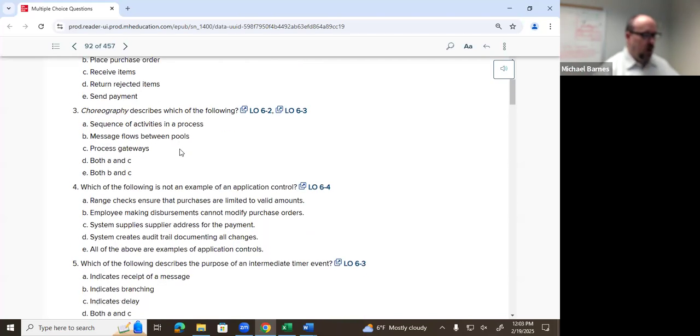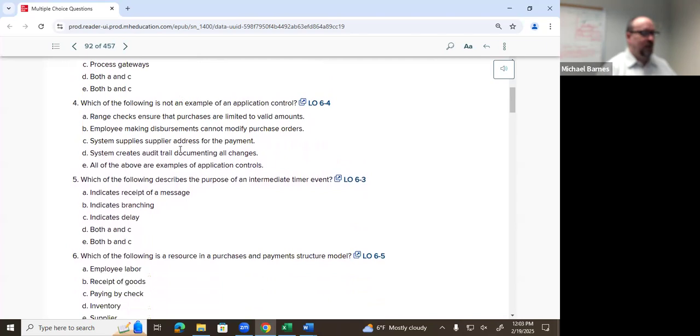Question number 4. Which of the following is not an example of an application control? So application control, what was the other type of control we talked about in IT systems? Application control is what the system does. IT controls can also have other types of controls. What are those? Access, yeah, access or general control. What do we characterize to use when we talk about access controls? What term are we looking for?